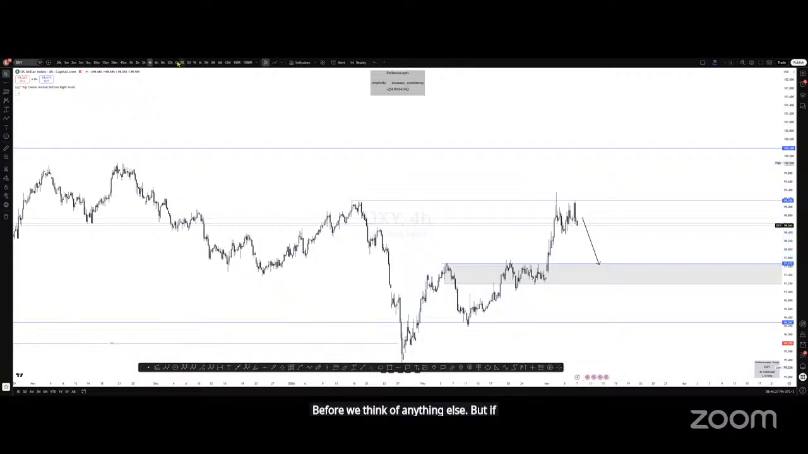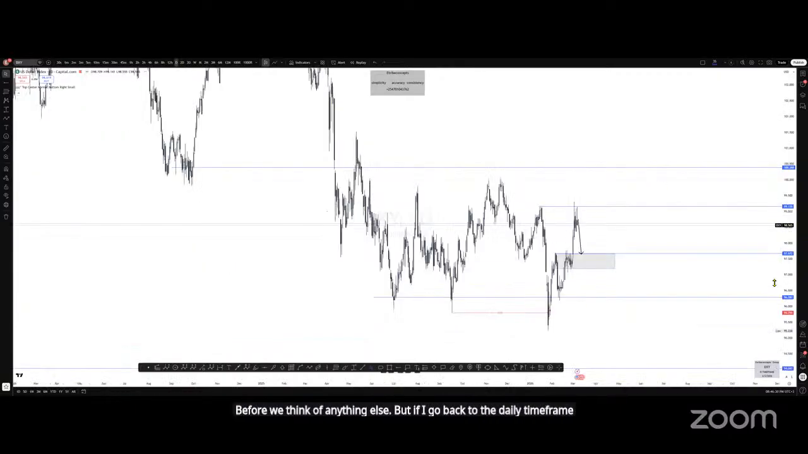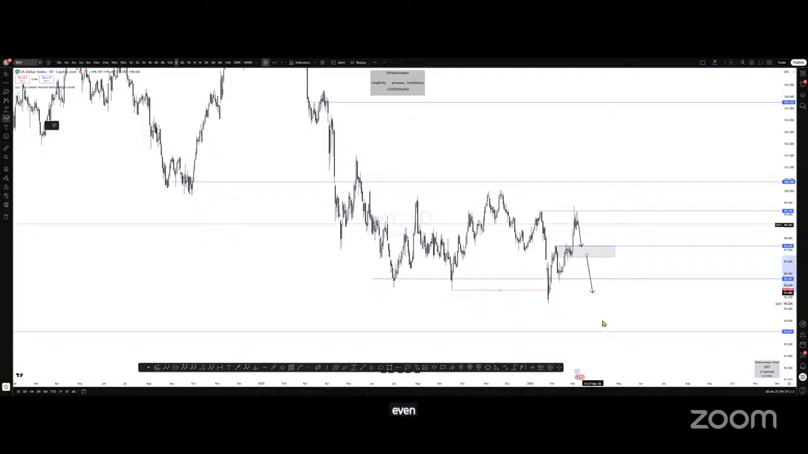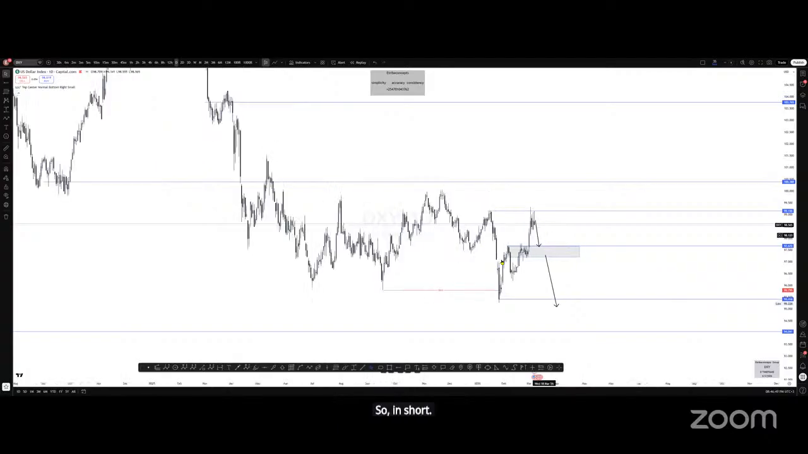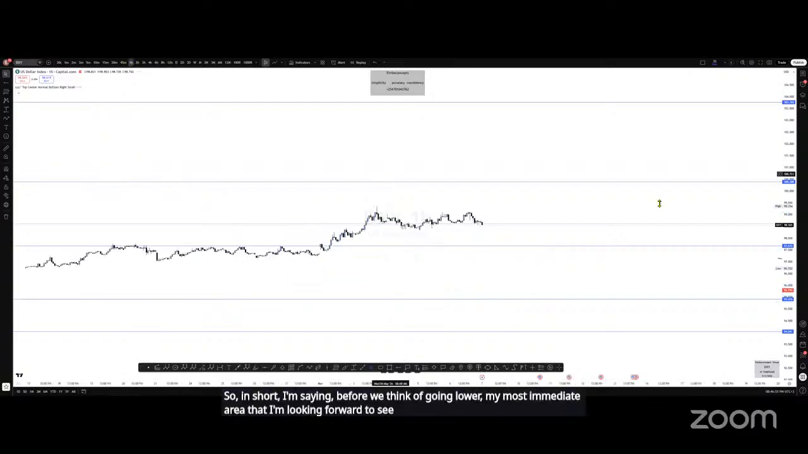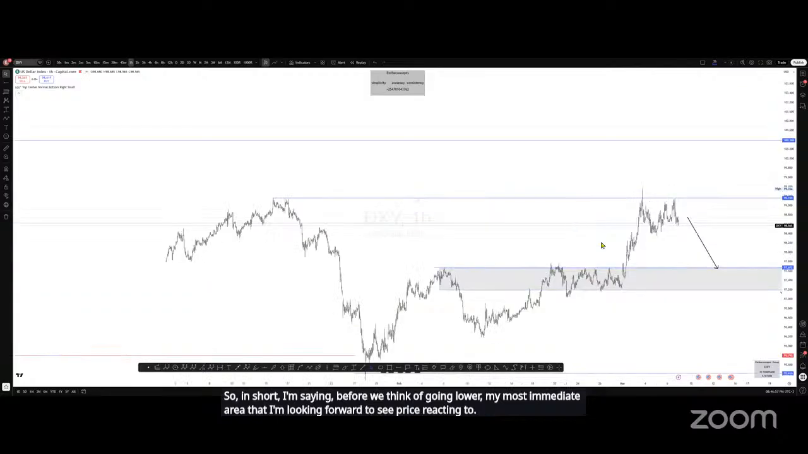But if I go back to the daily time frame, since we had already had a confirmation, don't be surprised to see this market stretching even lower now that the NFP data came negative. So don't be surprised to see this market coming lower to this level. So in short, before we think of going lower, my most immediate area that I'm looking forward to see price reacting to is that area where we have impure liquidity.